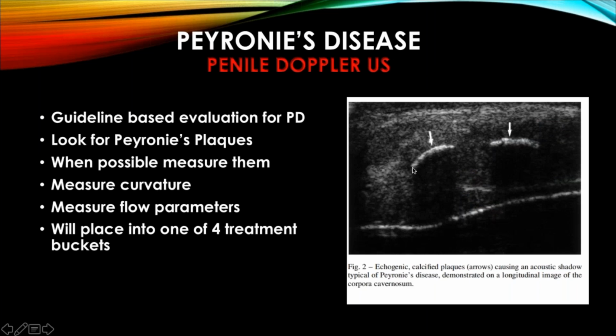Now, as I told you for Peyronie's disease, the guidelines suggest that you should be doing penile duplex Doppler ultrasound. These are echogenic or calcified plaques with a post-acoustic shadowing. These are Peyronie's plaques that you can see. You can see them in the longitudinal. You can see them in the transverse planes. They can be dorsal. They can be ventral. You should look for these, and when you see them, you should measure them. Again, when you do these, you should measure the curvature, measure the flow parameters. And again, this is now directing treatment, okay? So you may not know exactly what treatment the patients end up with, but the Doppler ultrasound puts the patients in basically one of four buckets, ranging from injection therapy to excision and grafting to a penile prosthesis.